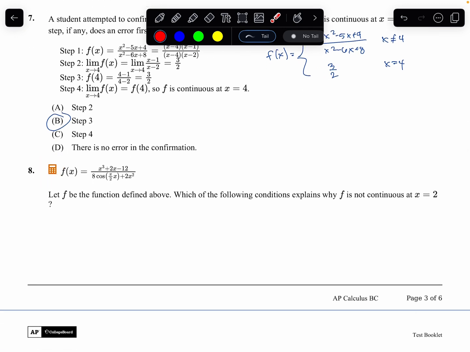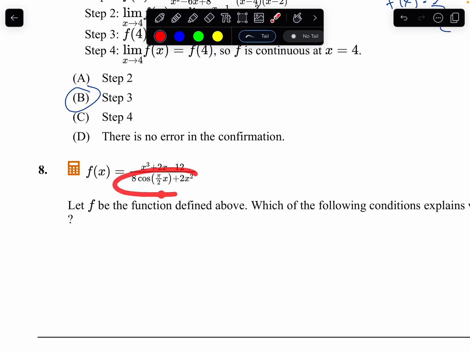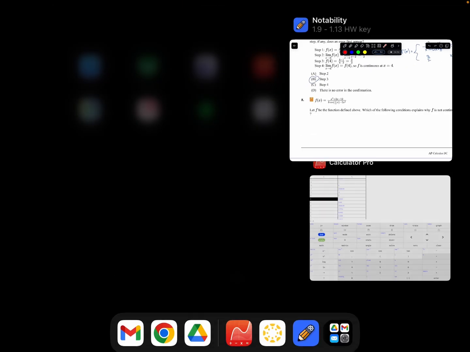We have another calculator problem. Let f be the function defined above. Which of the following conditions explains why f is not continuous at x equals 2? So why is this function not continuous at x equals 2? I'm going to look at the denominator, because that's probably why it's not continuous at x equals 2. Can I factor the numerator too? Maybe not. I should stop trying to do this by hand when it says it's a calculator. So let's go ahead and throw this into a calculator.